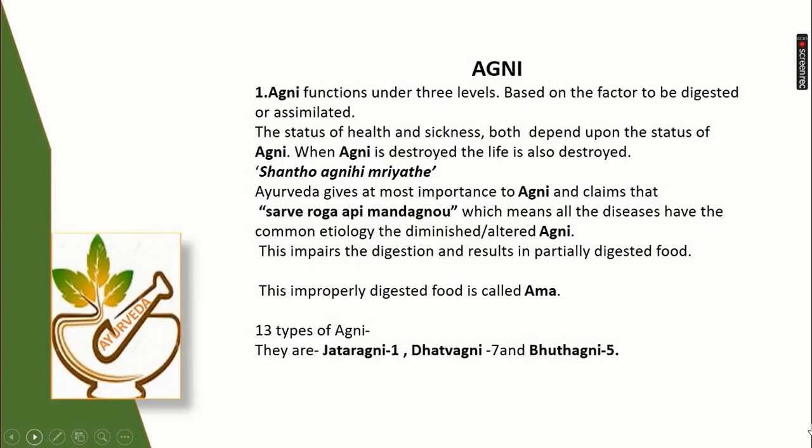Whereas Dhatavagni, in correspondence with 7 Dhatus, is also of 7 types. Every specific unit of Dhatu has the capacity to select and assimilate its own nutrient present in the circulating Rasadhatu. This activity is carried out by the fire principle present in the respective Dhatus.